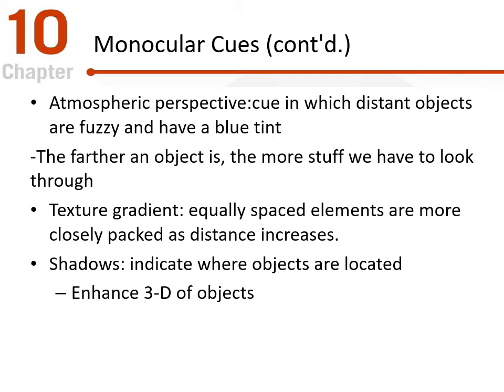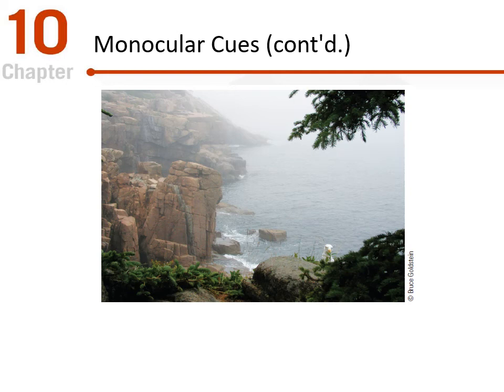And the shadows are self-explanatory, but they indicate where objects are located. It helps enhance the three dimensions of objects to make it more reality based than anything. As you can see in this photo, this is an example of atmospheric perspective in which, the farther you look into the picture, the harder it is to see the mountains on the side, and there is a slight blue tint, and you have to see through the air and the dust particles and everything. It just makes it harder to see the farther you look in the distance.